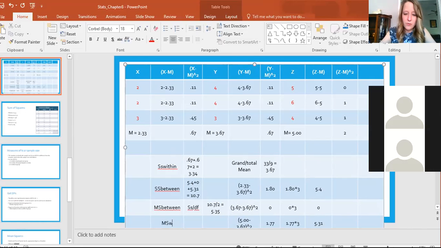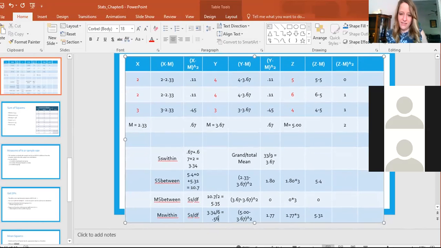And then my mean squares within is my sum of squares within groups divided by my degrees of freedom. And so we had 3.34 divided by our total n, which is 9 people overall, and subtract my number of groups, which is 3. And so it's 3.34 divided by 6, which is 0.56. Does that make sense? Everyone with me?